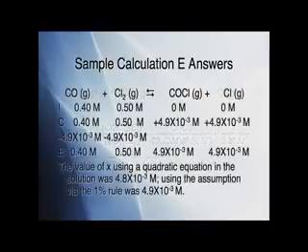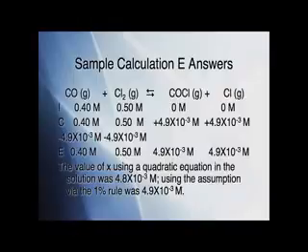We can now go back to our original ice chart and plug in our final equilibrium values. We're going to be adding 4.9 times 10 to the negative third moles per liter to the 0 moles per liter that represented the initial concentrations of COCl and Cl respectively. And so our final concentrations at equilibrium are the 0.40 moles per liter for CO, 0.50 moles per liter for Cl2, 4.9 times 10 to the negative third moles per liter for COCl, and 4.9 times 10 to the negative third moles per liter for Cl.